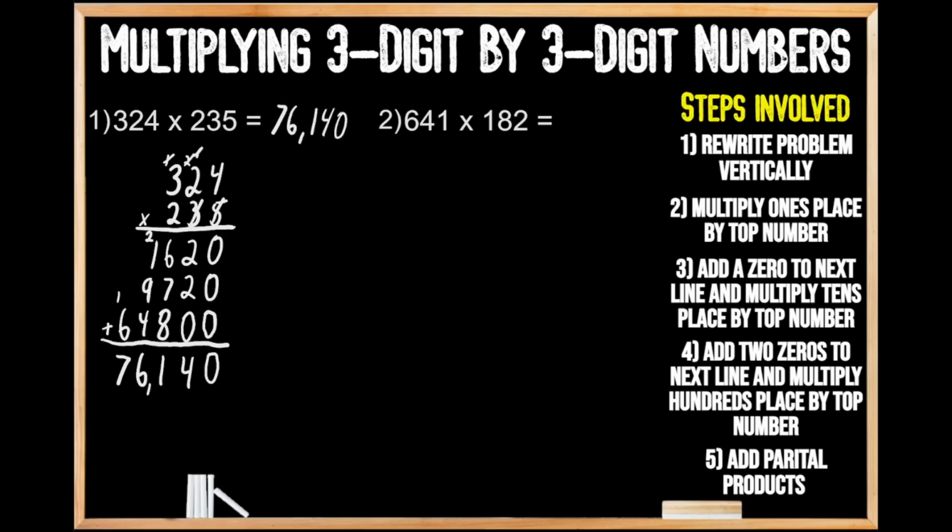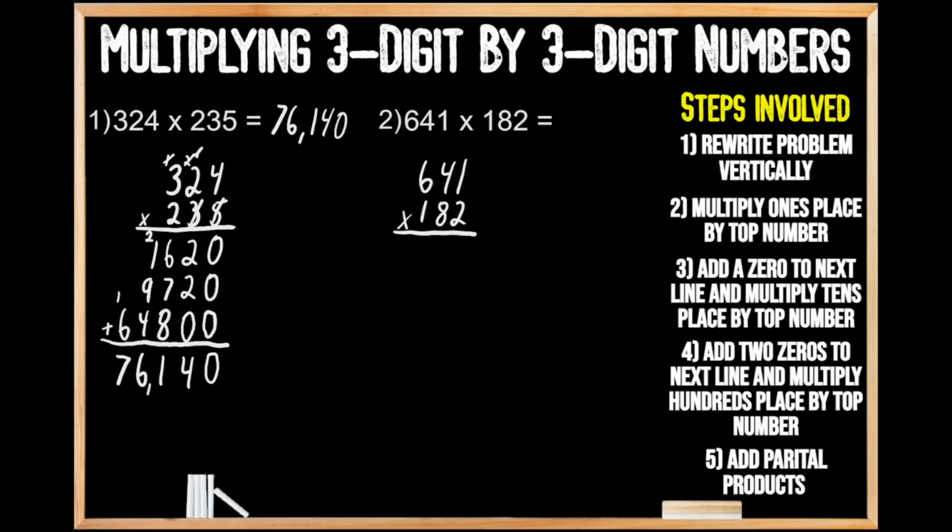So when we multiply 324 by 235, we get the product of 76,140. So now we're going to move on to question number 2, where this time we're being asked to multiply 641 times 182. So our first step is to rewrite this problem down below, so 641 times 182, and then we're going to start multiplying by our ones place.